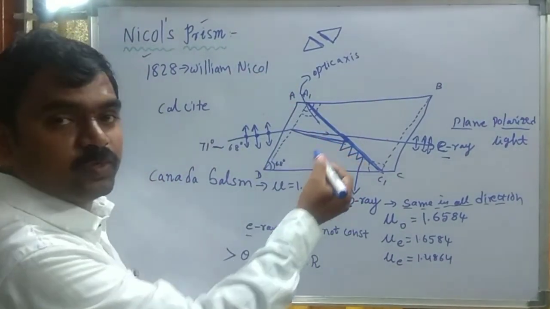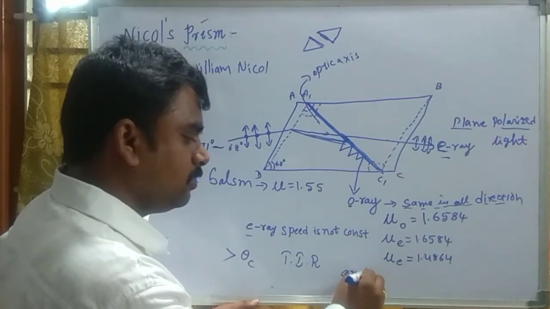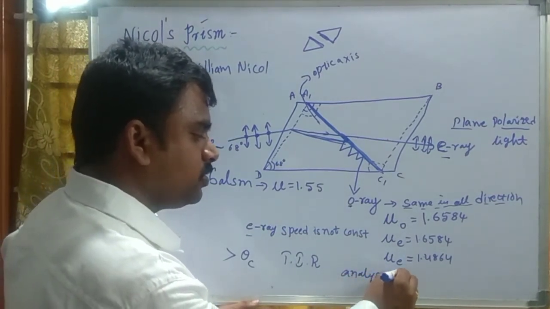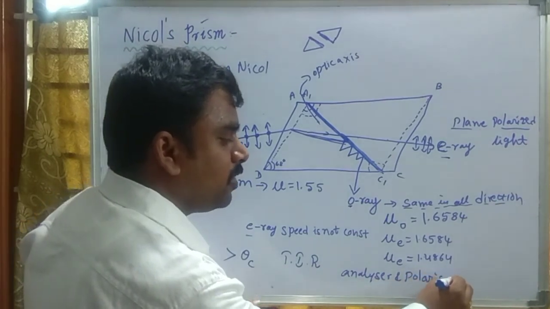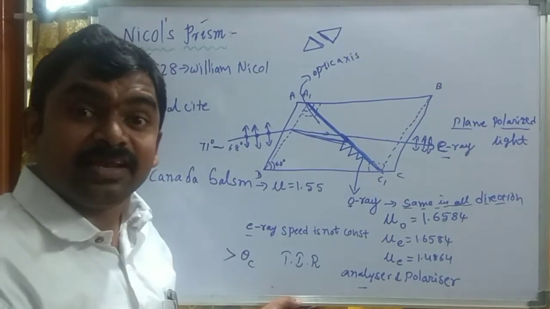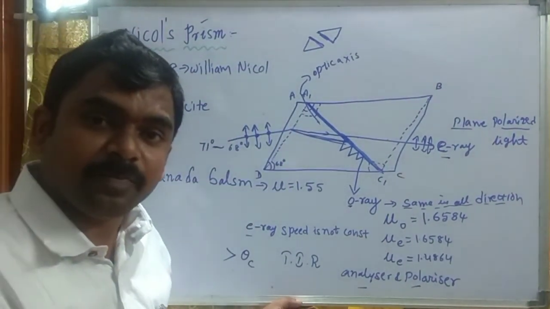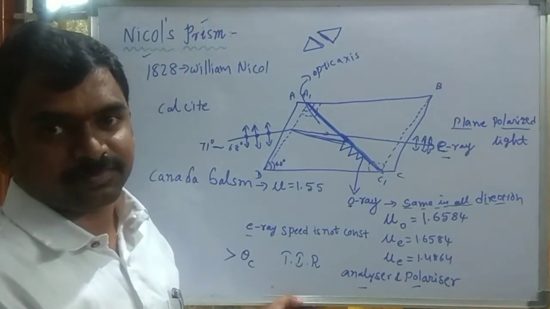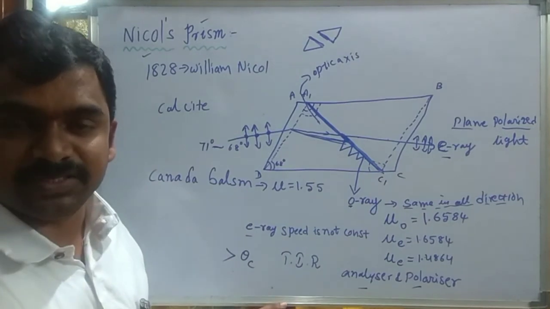This Nicol's prism can be used as an analyzer and also as a polarizer. A polarizer is a device to produce polarized light, and an analyzer is a device which analyzes whether the polarizer is producing perfectly plane polarized light or not. That is the concept of the Nicol's prism.